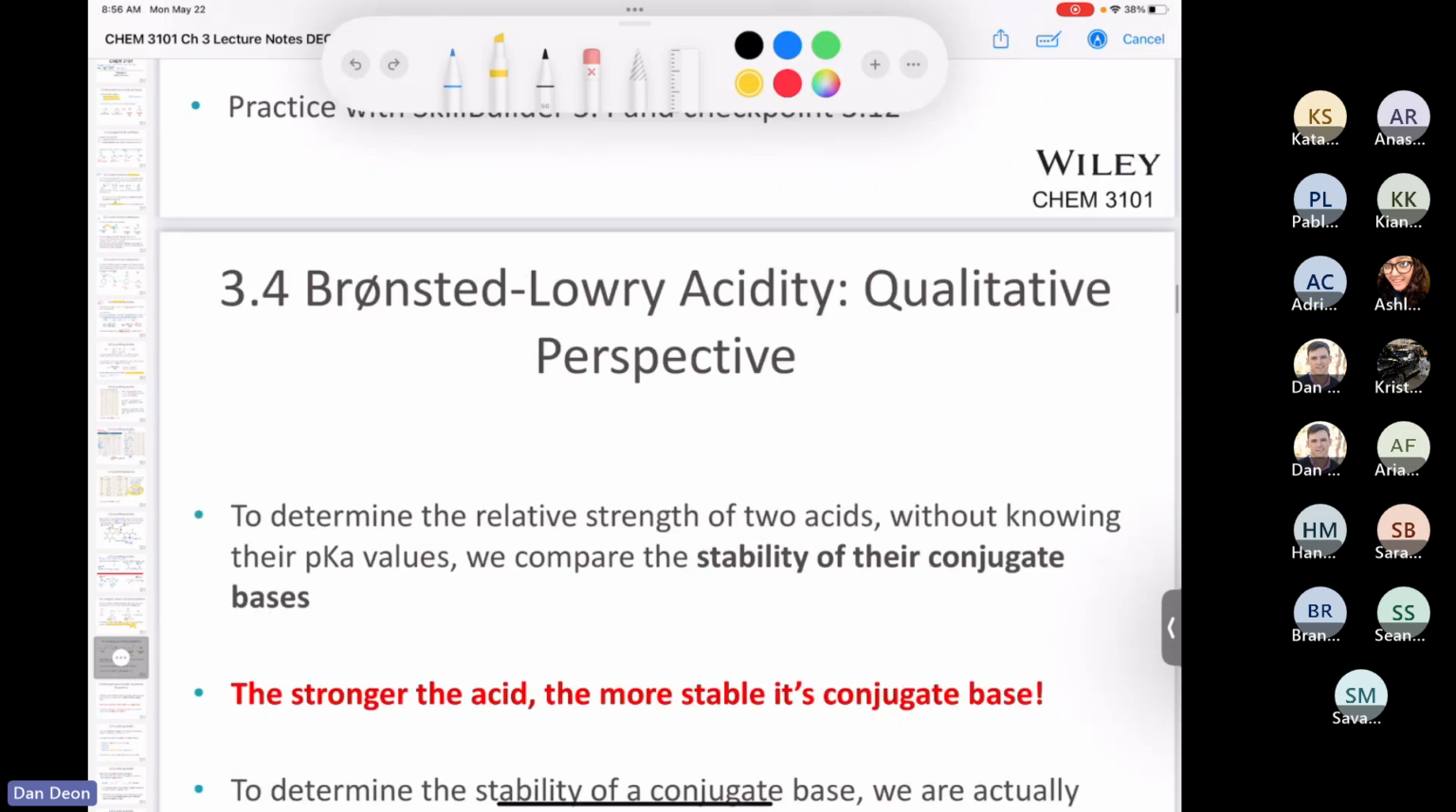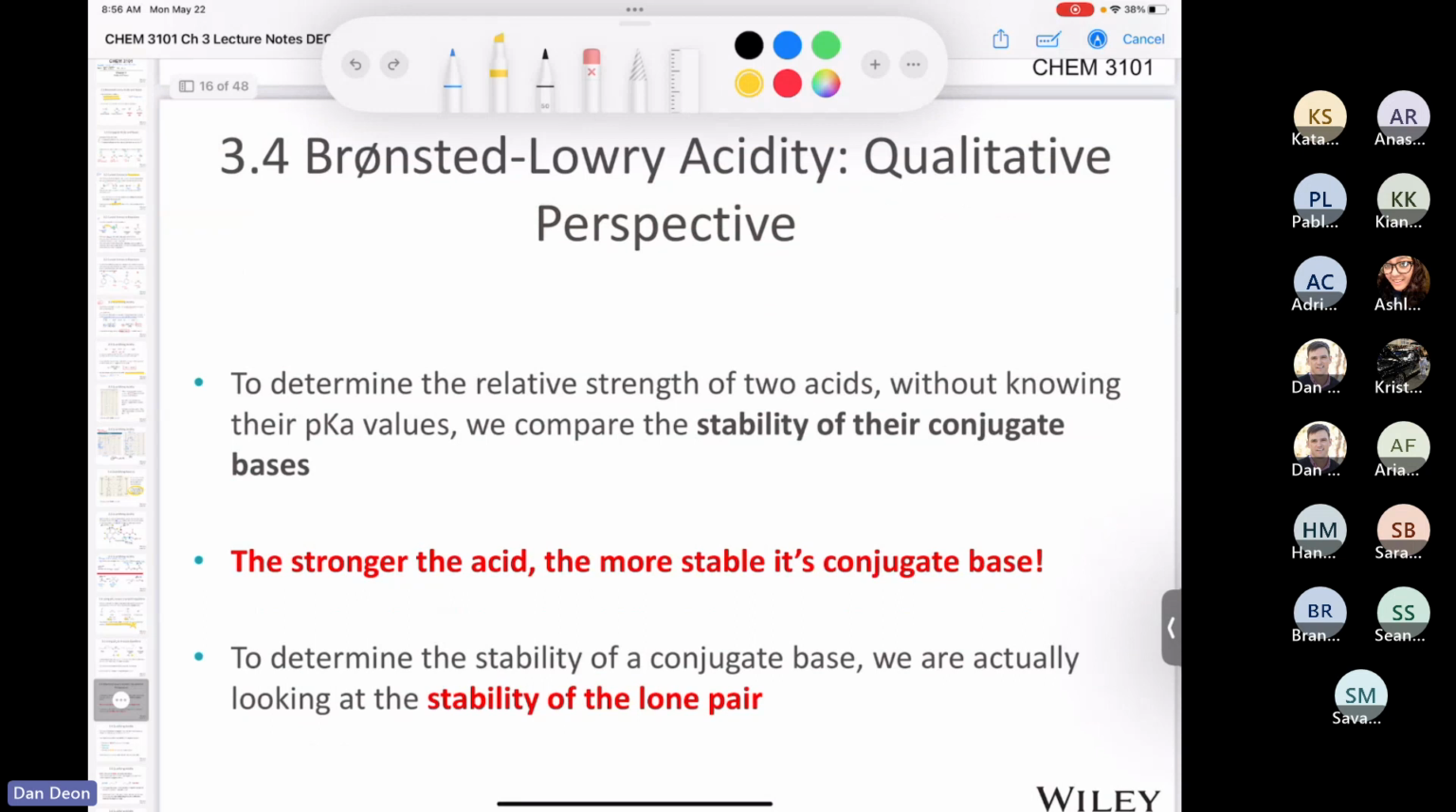So now what we're going to do is switch gears and get into the qualitative perspective. So quantitative was pKa's. We actually memorized the pKa values from the table. We saw the stronger the acid, the weaker the conjugate base, and the opposite was also true. We said if you have an equilibrium between a strong acid and a weak acid, it's going to lie to the side of the weak acid.